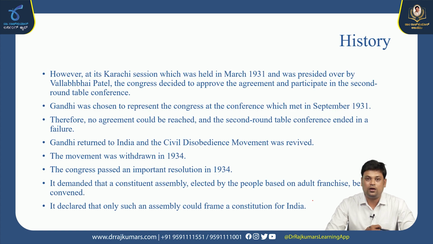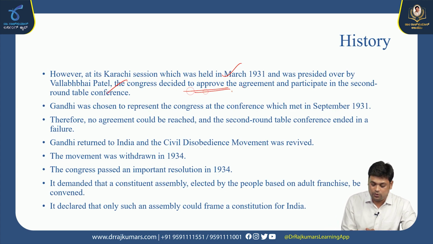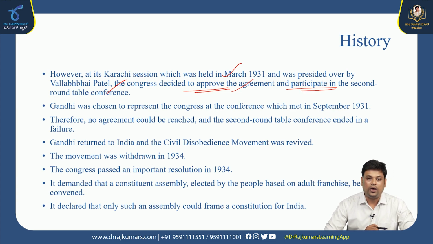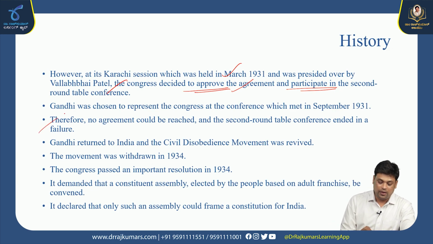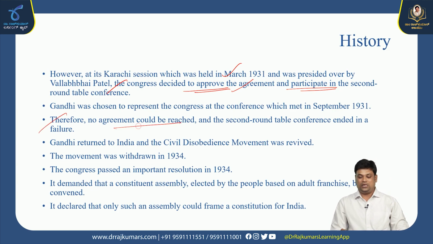The Karachi Congress session happened in March 1931 and was presided over by Vallabhbhai Patel. The Congress decided to approve the agreement and participate in the second Roundtable Conference. As per the Gandhi-Irwin Pact, the second Roundtable Conference in 1931 was attended by Mahatma Gandhi. However, no agreement could be reached and the conference ended in failure. So Gandhi returned to India and resumed the civil disobedience movement.